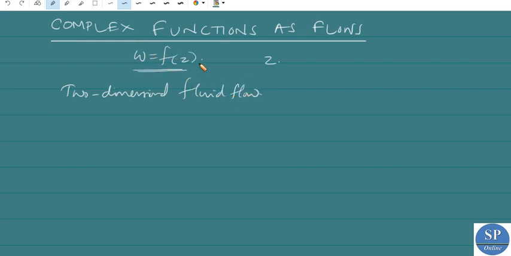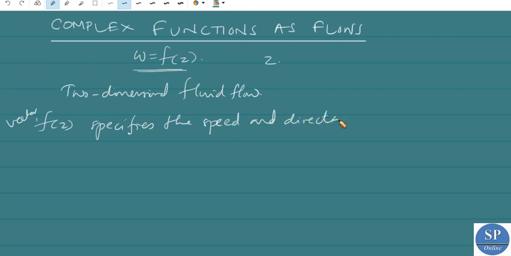അതായത് ഈ ഫംഗ്ഷനെ ഒരു വെക്ടർ ആയിട്ട് കൺസിഡർ ചെയ്ത് കഴിഞ്ഞാൽ നമുക്ക് ഈ ഫംഗ്ഷൻ ഒരു ടു ഡയമെൻഷണൽ ഫ്ലൂയിഡ് ഫ്ലോ ആയിട്ട് ഇന്റർപ്രിറ്റ് ചെയ്യാൻ പറ്റും. This vector f of z specifies the speed and direction of the fluid flow at a given point z. That is, f of z specifies the speed. വെക്ടർ ആകുമ്പോൾ ഡയറക്ഷൻ ഉണ്ടാവും അതുപോലെ തന്നെ മാഗ്നിറ്റ്യൂഡ് ഉണ്ടാവും. So the vector f of z specifies the speed and direction of the flow at a given point z.